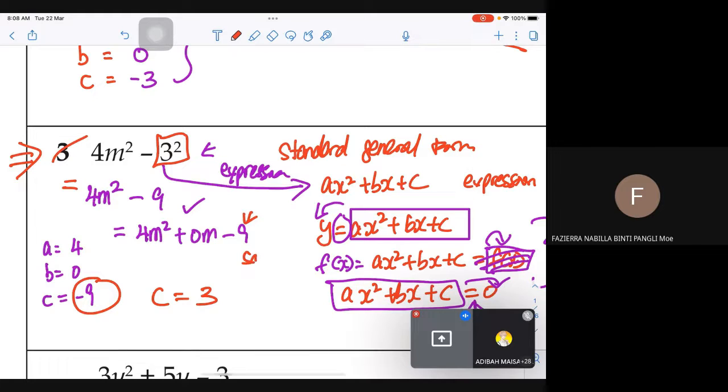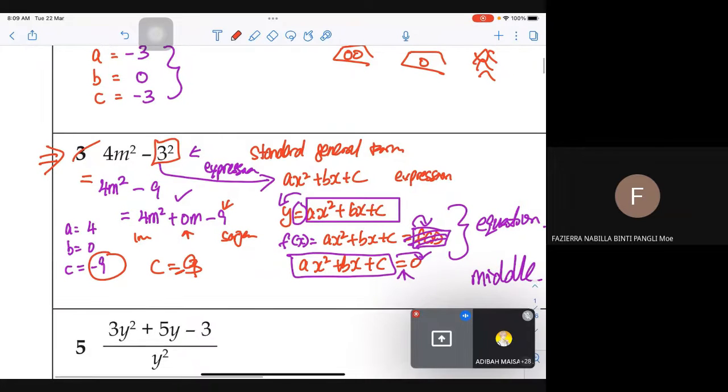Also, negative 9 is c, the value of c. So this is still considered quadratic. All right, understand or not? If yes, reply me 3. If not, reply me 4.